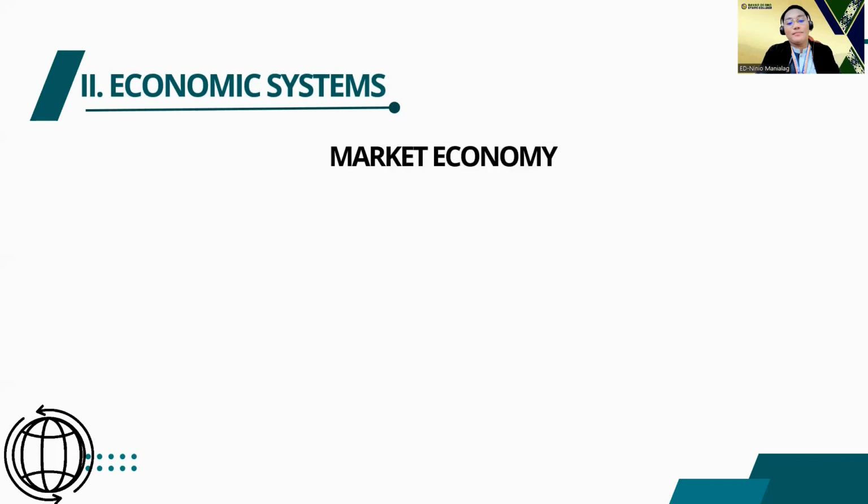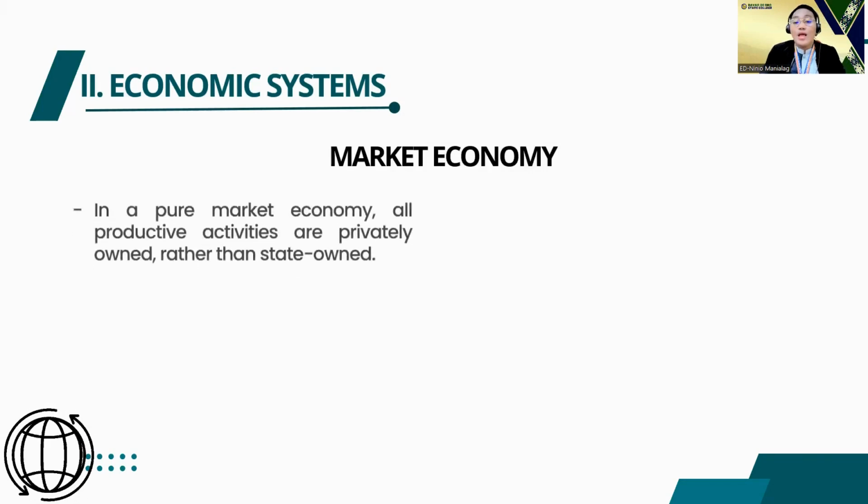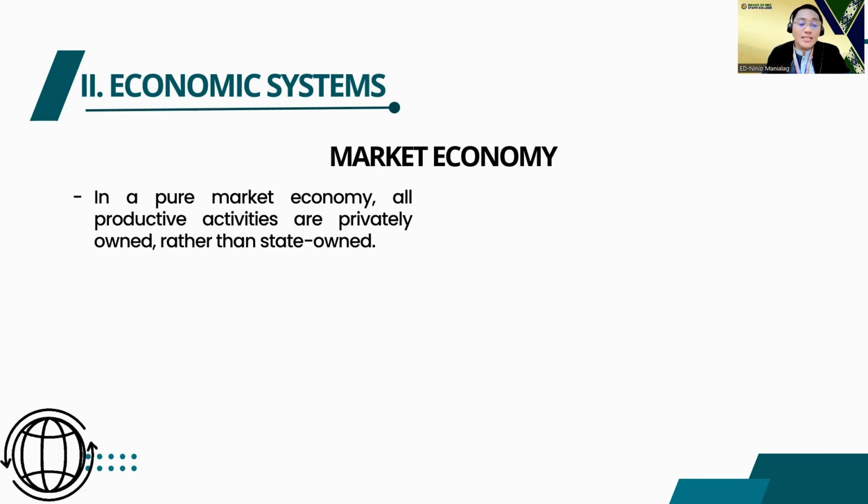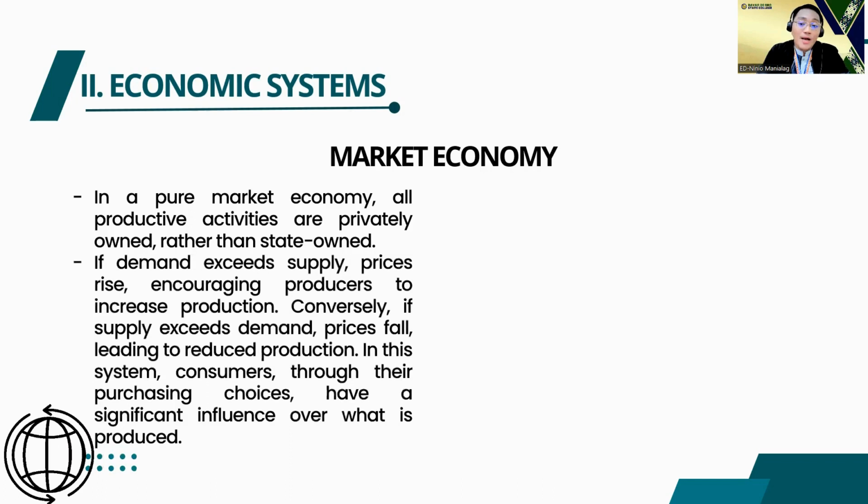Let's start with the market economy. In a pure market economy, all productive activities are privately owned rather than state-owned. The production and prices of goods and services are dictated by the forces of supply and demand without central planning. The price system plays a crucial role. If demand exceeds supply, prices rise, encouraging producers to increase production. Conversely, if supply exceeds demand, prices fall, leading to reduced production. In this system, consumers, through their purchasing choices, have a significant influence over what is produced.